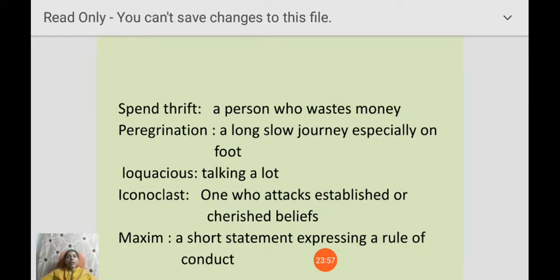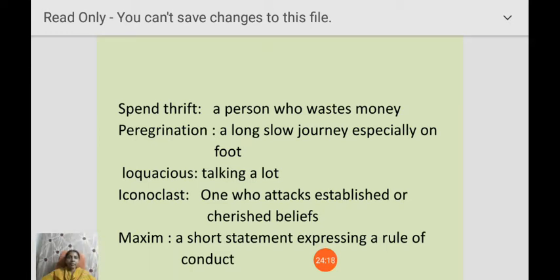Again, there is a small list. Spendthrift: a person who wastes money. He spends unnecessarily. So such a person is called a spendthrift.